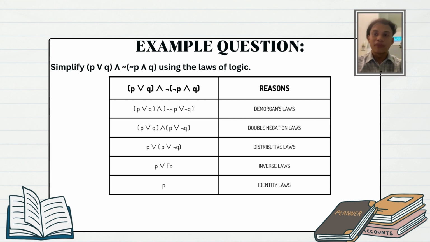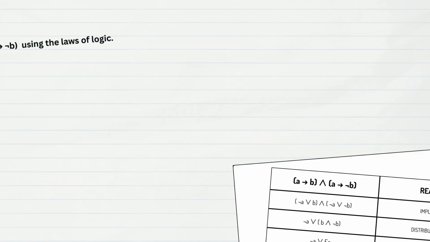The next step, distributive laws. It will become P or (P or not Q). The next step, inverse laws: P or F. The last step, identity laws, and the final answer is P. So we go to the next question.